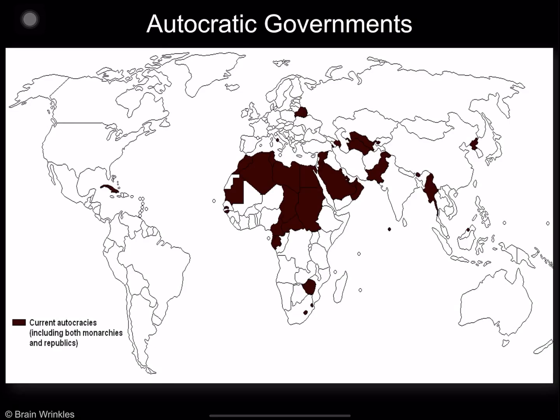So here's a map of autocratic governments that are still in the world. And if you look to the left where Cuba is, you see that it's the only autocratic government on this side of the hemisphere. Excuse me, on the western side of the hemisphere. And you see a lot of autocratic governments in Africa and the Middle East. And you see North Korea over there. But autocratic governments are not the majority.